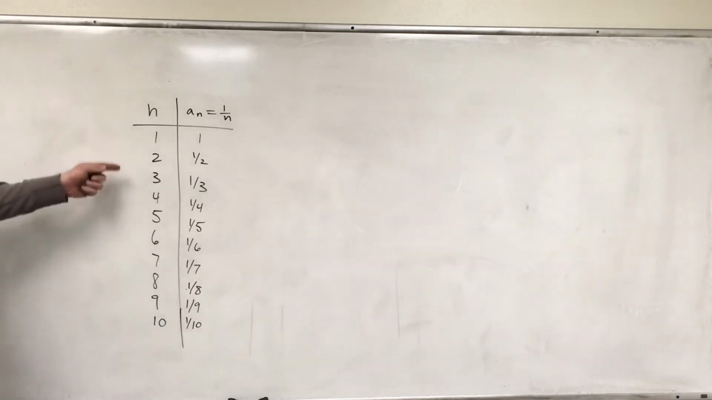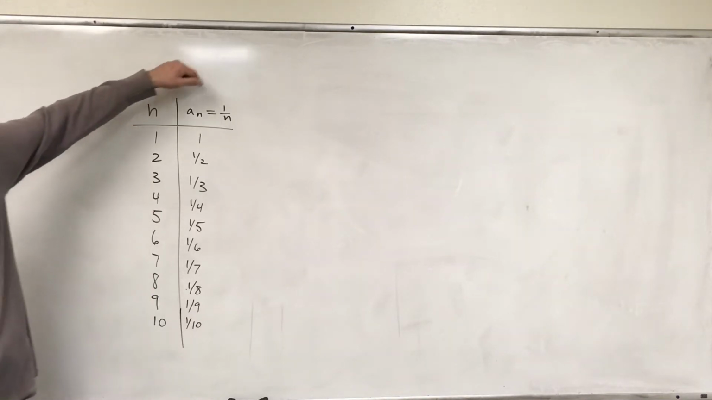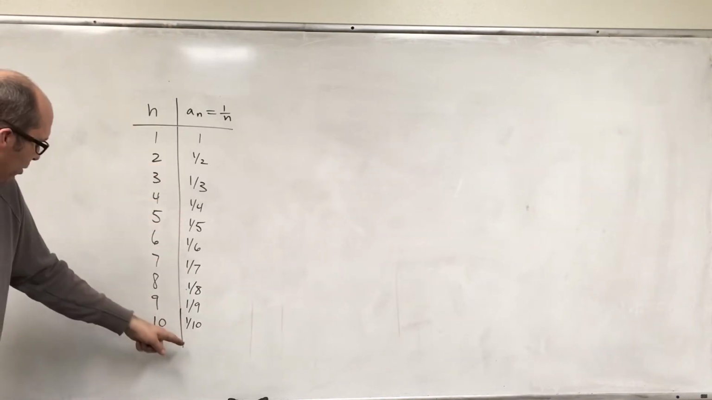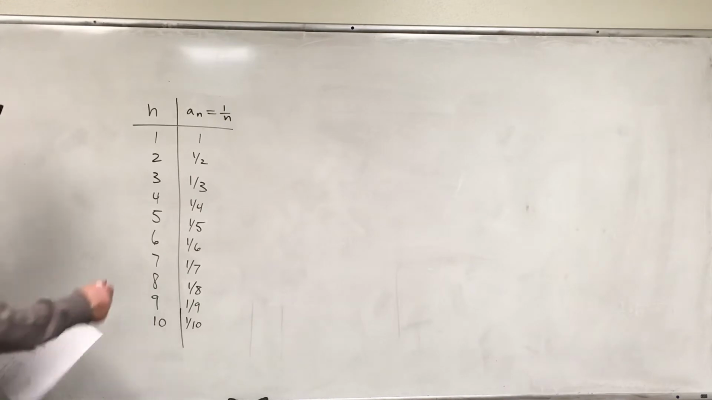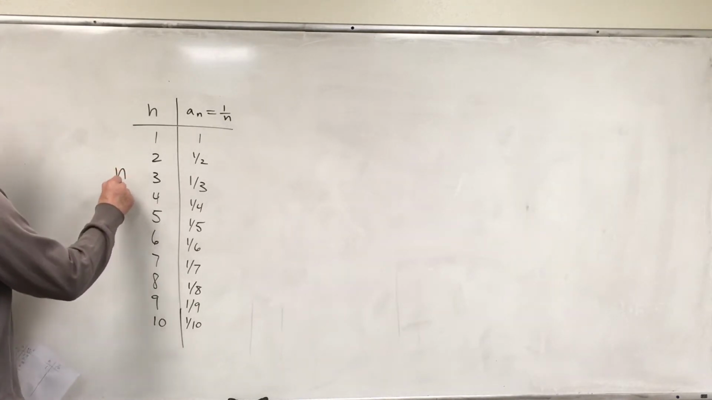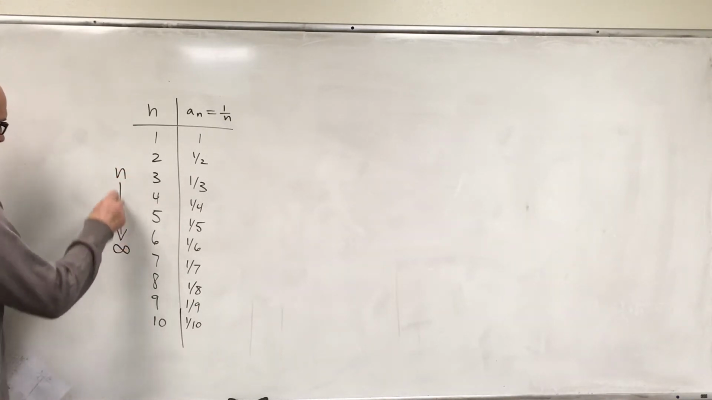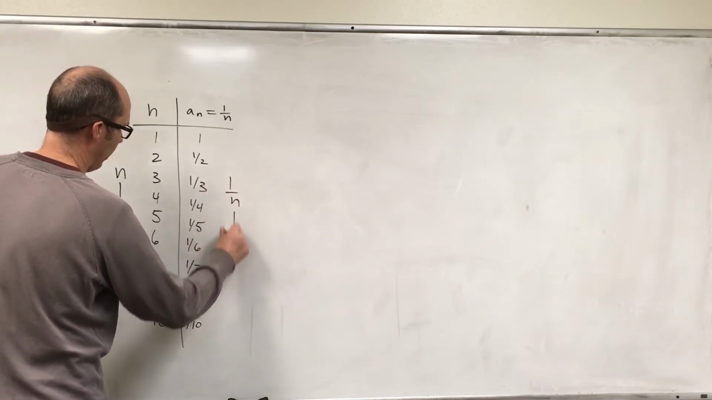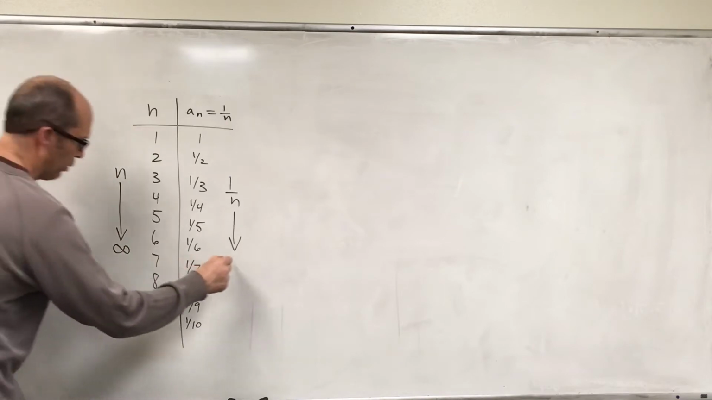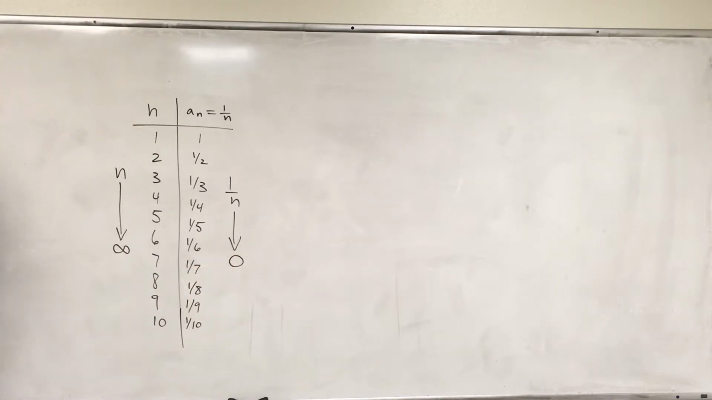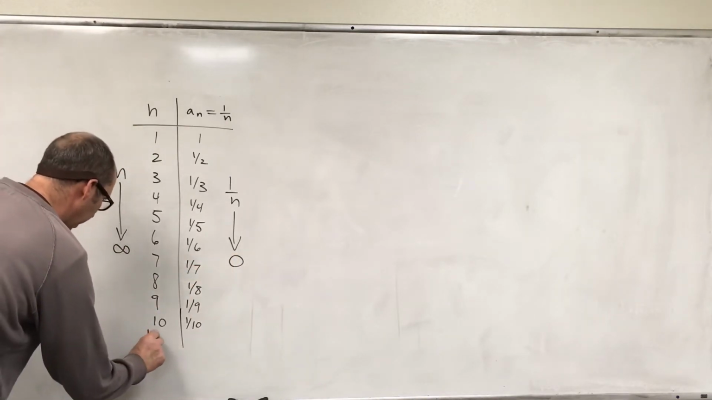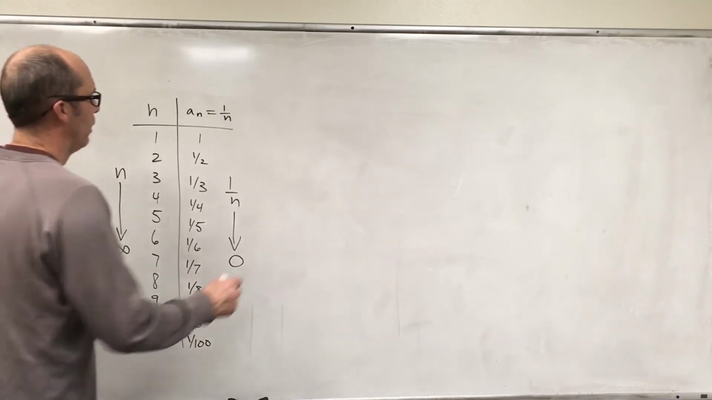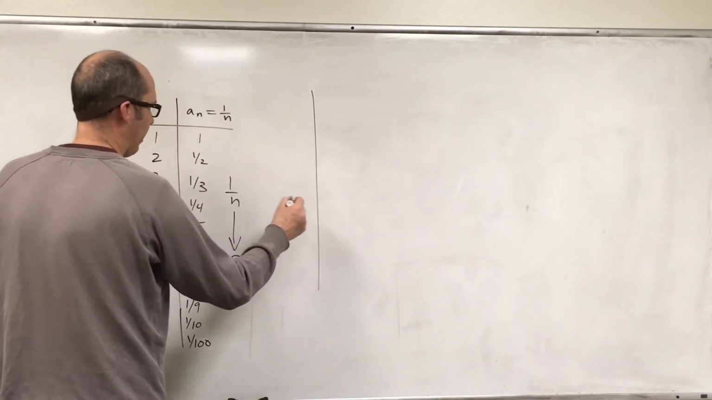All right, so you can see that this sequence, an equals 1 over n, as n gets bigger, this thing is getting smaller. As n goes to infinity, 1 over n gets small, right? Goes to 0. If you put in 100, you'd have 1/100. That's pretty small. So what does the graph look like?